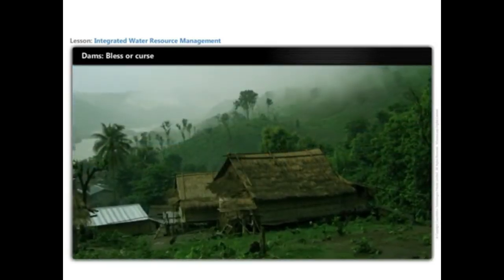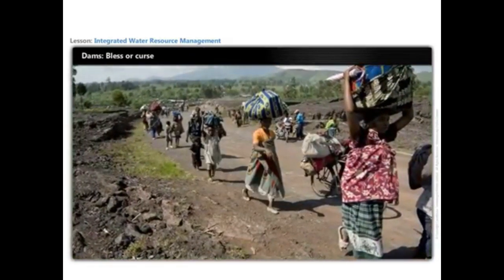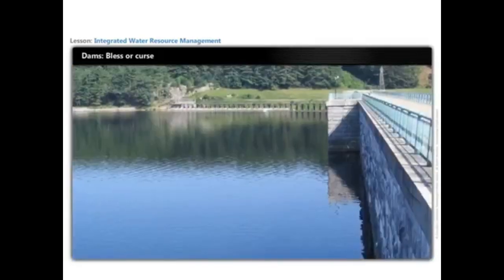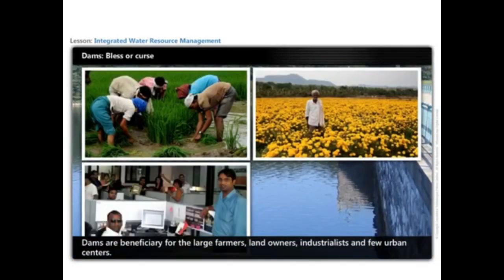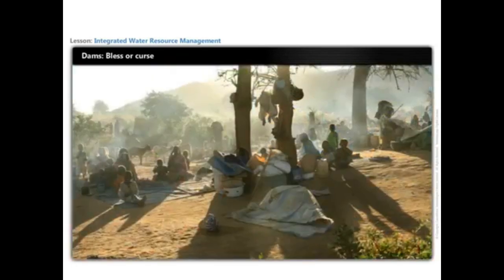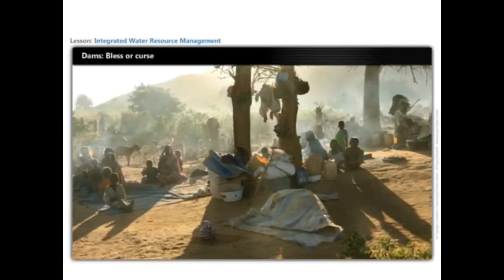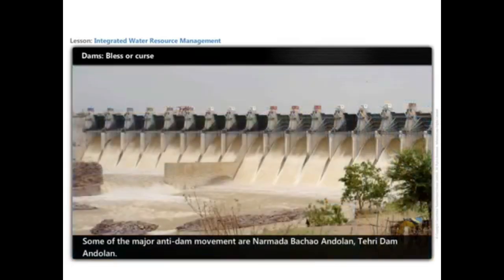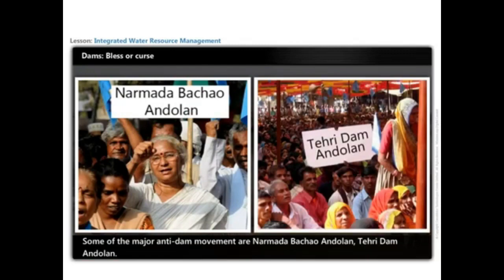There are social problems as well arising from construction of dams. These are large-scale displacement of local communities, impact on the livelihood of the local communities. Mostly, dams are beneficial for the large farmers, landowners, industrialists and few urban centers. Poor local communities are the sufferers who need to sacrifice their land and livelihood for the development of others. Can you name some of the famous anti-dam movements? Some of the major anti-dam movements are Narmada Bachao Andolan, Tehri Dam Andolan.